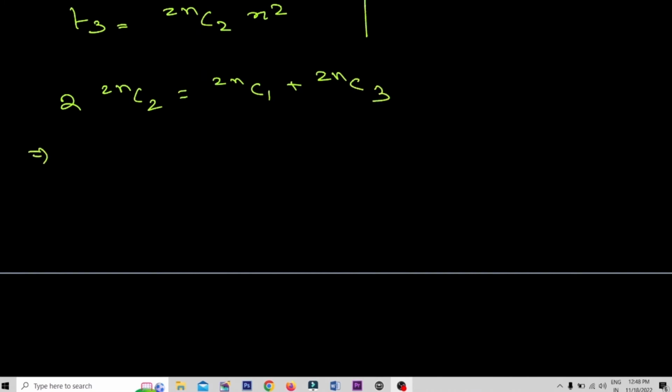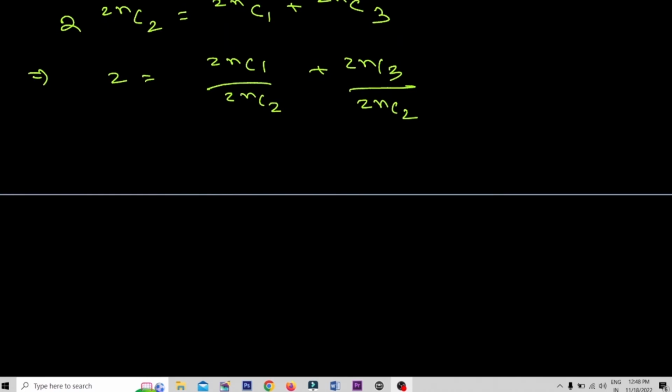Therefore, we can do the same thing. Let us divide numerator and denominator by 2nC2. So 2 equal to 2nC1 by 2nC2 plus 2nC3 by 2nC2. Now, if we calculate once again like that previous sum, 2 equal to 2 by (2n minus 1) plus (2n minus 2) by 3, just calculate simply.